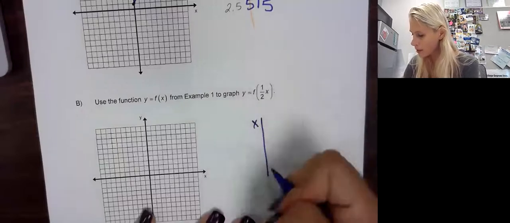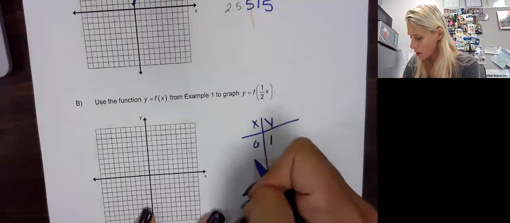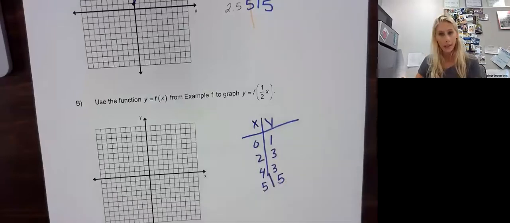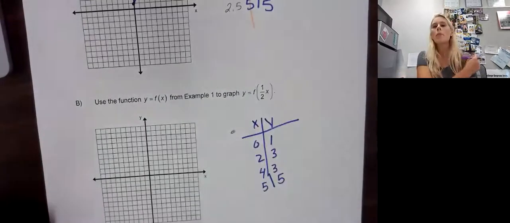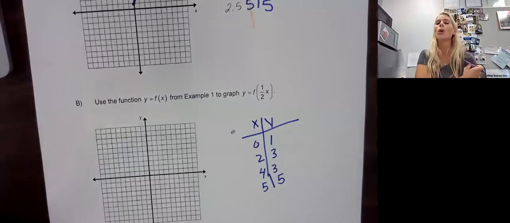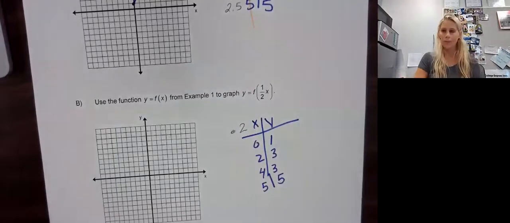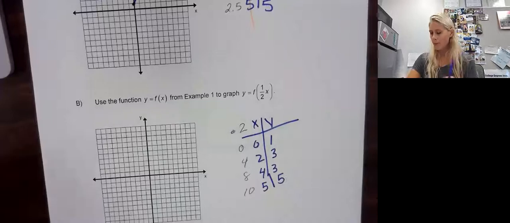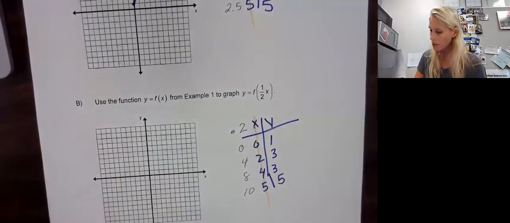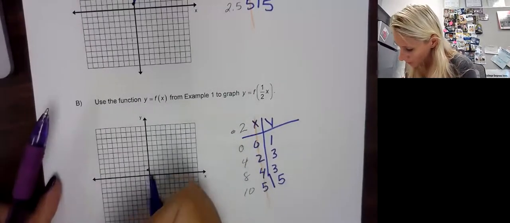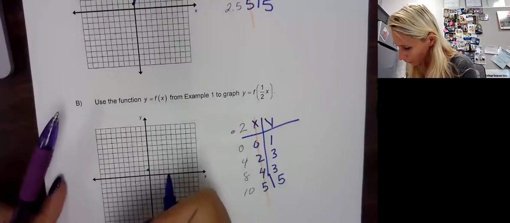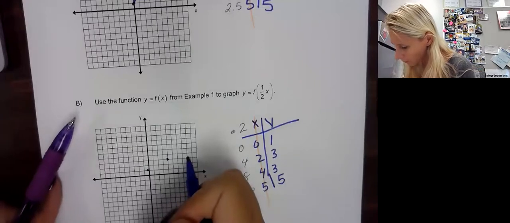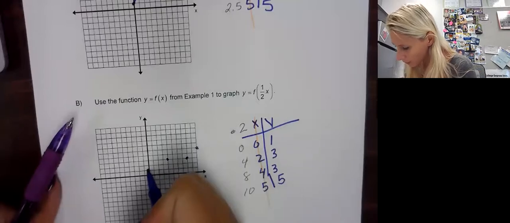Okay, now what happens if it's 1/2? Let's do it again. X, Y, 0, 1, 2, 3, 4, 3, 5, 5. Okay, on the inside, so it's done to x. So we're going to multiply, but remember it's the opposite. Well, in this case, the reciprocal. So the reciprocal of 1/2 is 2. So 0, 4, 8, 10. Cross this out, so I remember not to use those numbers. And we get 0, 1, 2, 3, 4, 3, 5, 5, 10. So look at that stretch.